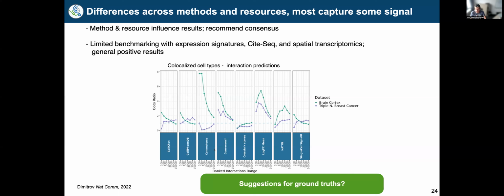And this is illustrated here, where we look at spatial transcriptomics on brain cortex and triple negative breast cancer.